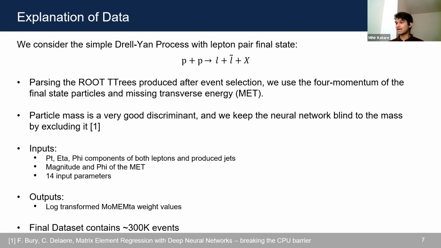It is important to note that this entire data selection process was heavily influenced by this paper, Breaking the CPU Barrier, which I've cited here. There was a lot of influence from this paper in order to choose which kind of data we want, which particles we want to look at. And finally, the data set that we use has around 300,000 events total.